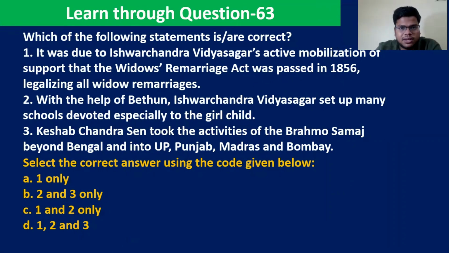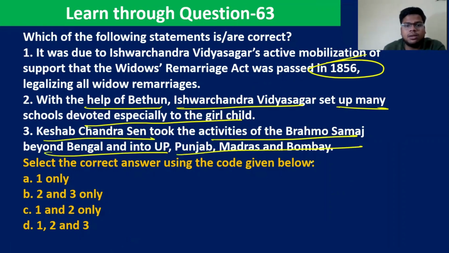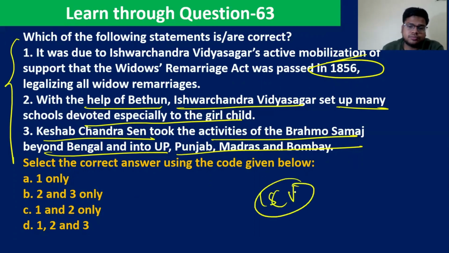Which of the following statements is or are correct? It was due to Ishwar Chand Vidyasagar's active mobilization of support that the Widow Remarriage Act was passed. Yes, we have seen that. With the help of Bethune, Ishwar Vidyasagar set up many schools devoted to the girl child. Keshav Chandra Sen took the activities of the Brahmo Samaj beyond Bengal into UP, Punjab, Madras, and Bombay. So, three statements about Ishwar Chand Vidyasagar.